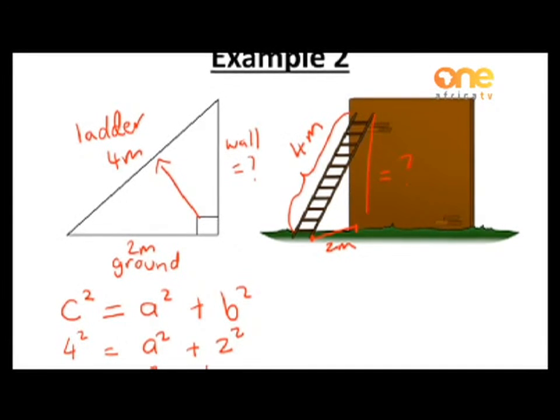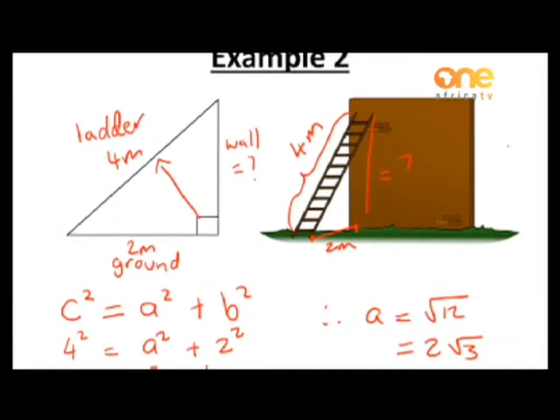Bring the 4 across, so we get 12 is equal to a squared. Therefore, a is equal to square root 12. And when you simplify this, it's equal to 2 root 3. So a is equal to 2 square root 3 meters. It's better to leave it in surd form, although if you wanted to put it as a real number, it would be approximately equal to 3.464 meters.